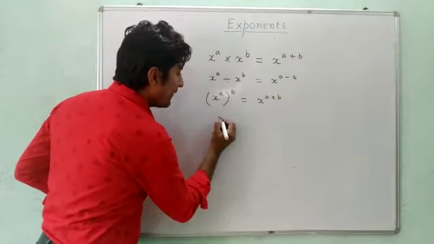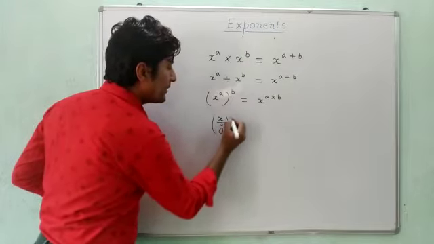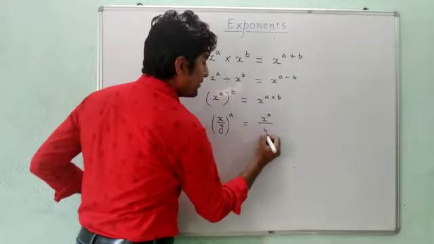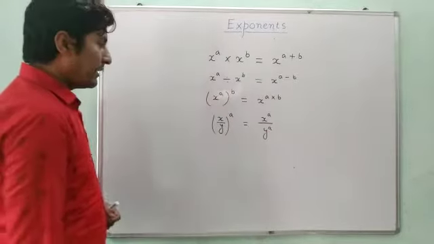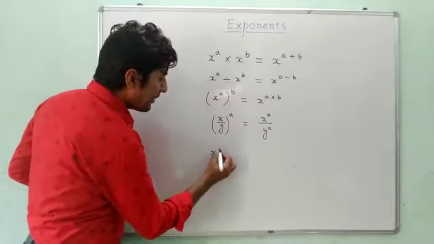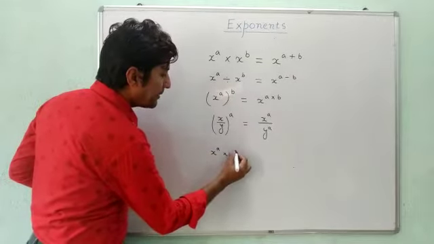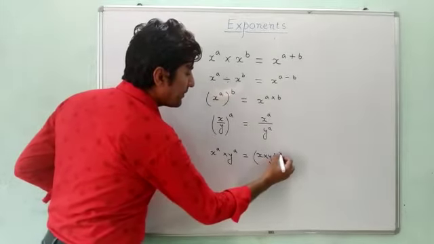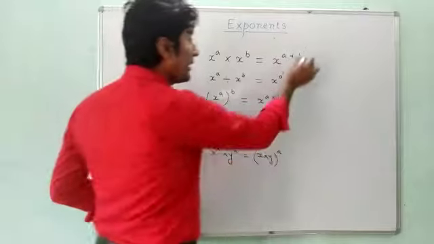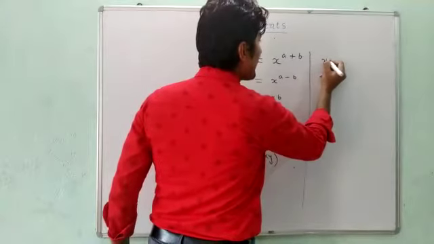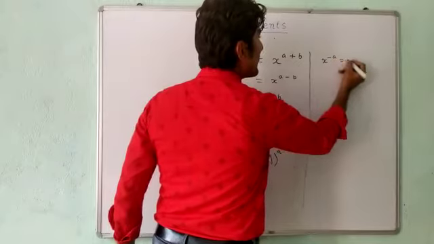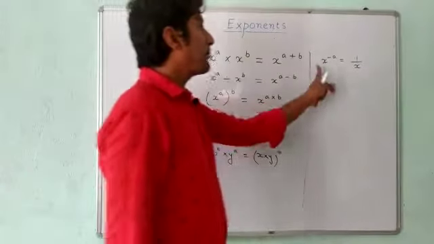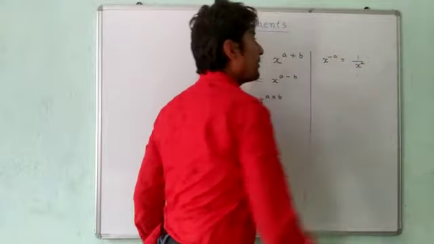Next property, if x upon y whole to the power a, then this can be written as x to the power a upon y to the power a also. Next property is if we are having x to the power a multiplied by y to the power a, then we can write here x multiplied by y and whole to the power a. Besides this, if we are having x to the power minus a, then this can be written as 1 upon x to the power a. We have to write the reciprocal of this one, and then we have to write the positive exponent.